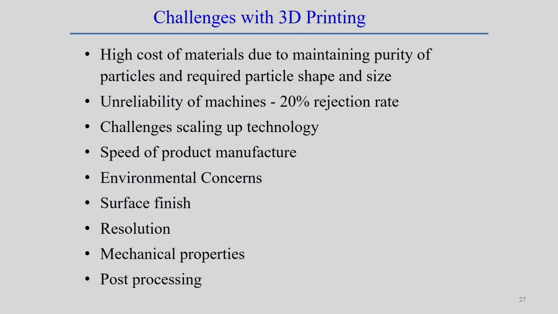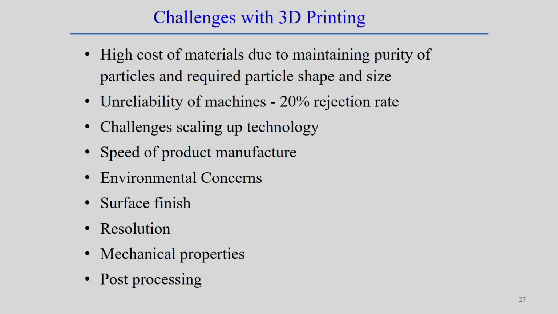First, high cost of materials due to maintaining the purity of the particles. Of course, when you are using the powder particle, it is always necessary to maintain the purity of the particles and require particle shape and size. So, two aspects: the purity of the particles, and second, the particle shape and size is very much important, that actually decides the surface roughness we can achieve during the metal printing technology.